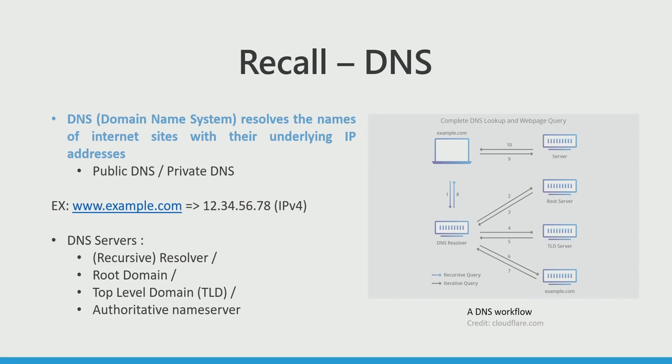So the root domain is typically the .com domain, right? And then we have the top level domain, which is example.com. And then you may have a specific thing like www or another subdomain, and this will be resolved by the authoritative name server that has this record or this zone in particular. Okay.